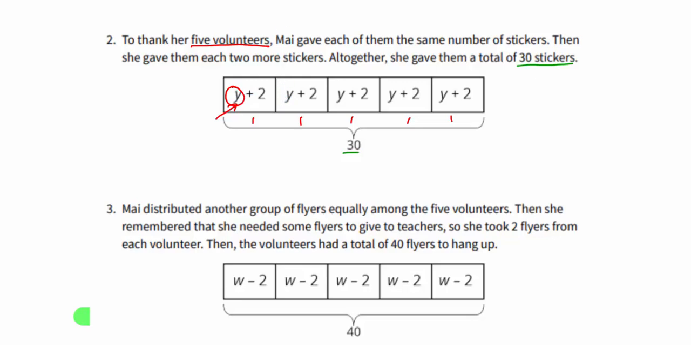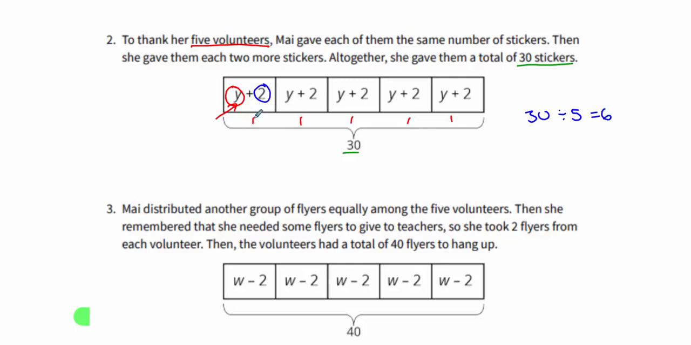And then she gave them each 2 more to equal 30. So if they all have the same number of stickers, we have 1, 2, 3, 4, 5. So if we take 30 and divide it between the 5 volunteers, 30 divided by 5 is equal to 6.